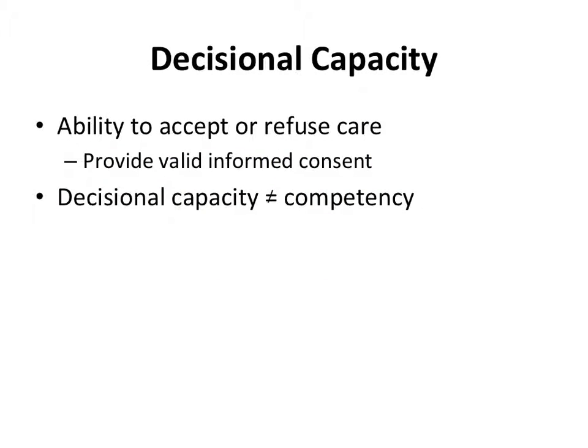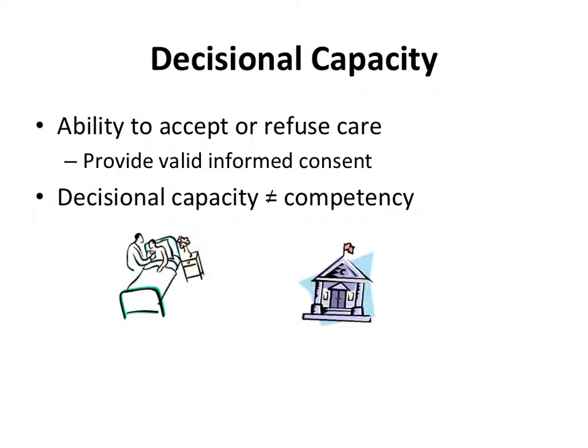Now, defining some terms. Decisional capacity is the ability to accept or refuse care, essentially the ability to provide valid, informed consent. It is closely related to, but not the same as, competency. Decisional capacity is determined by clinicians at the bedside, while competency is only decided in court.